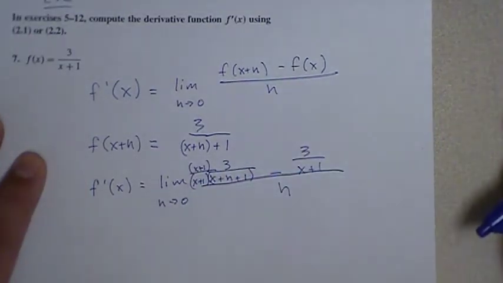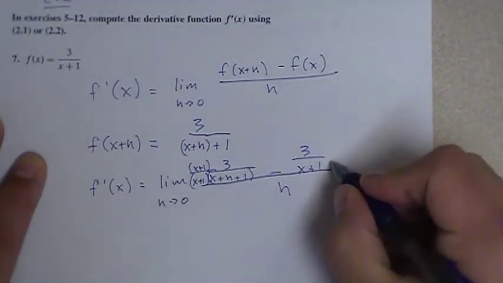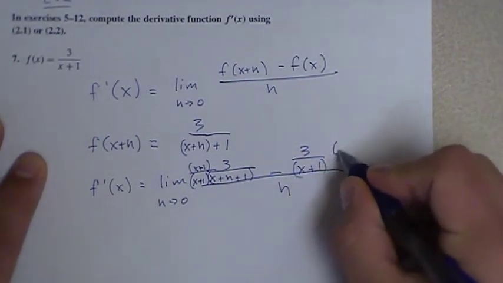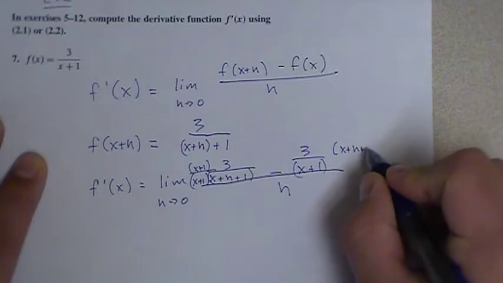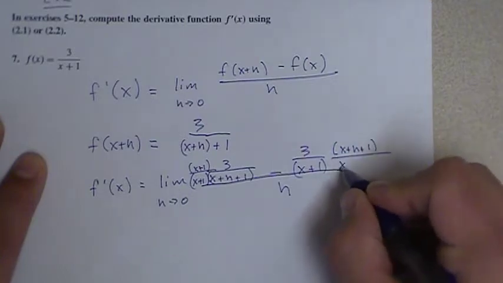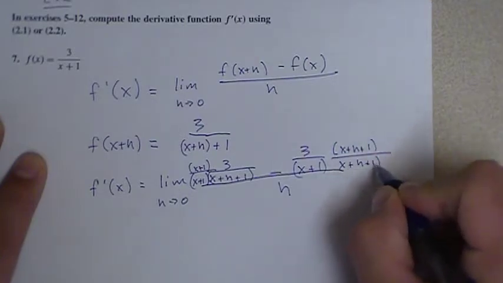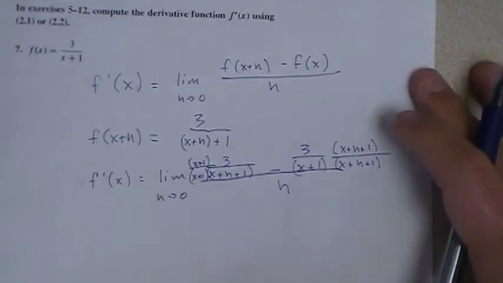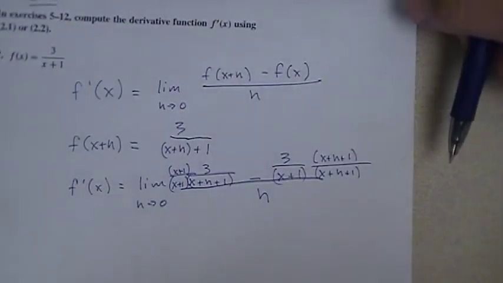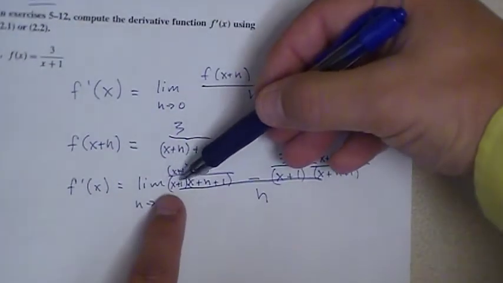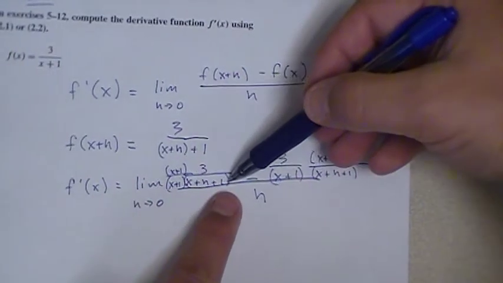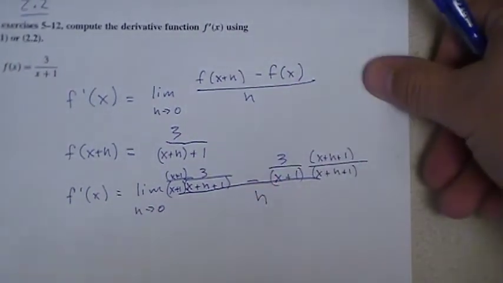And I'm going to multiply the second denominator by 1 in the form of x plus h plus 1 over x plus h plus 1. Okay, so that basically will just leave me with a common denominator of x plus 1 times this quantity for each of the two denominators.